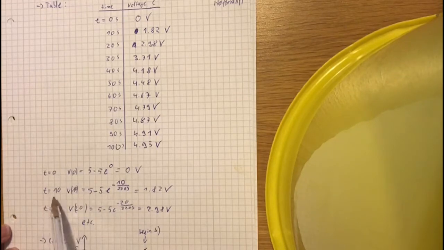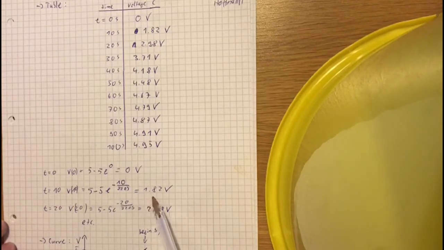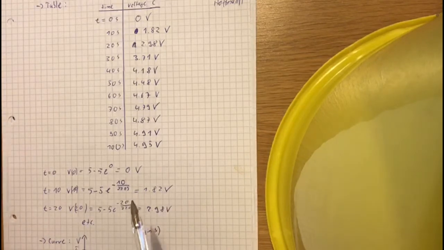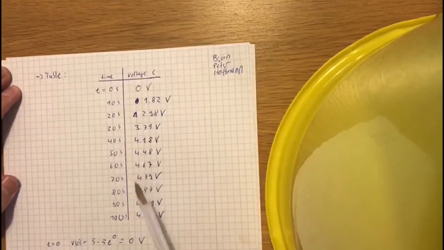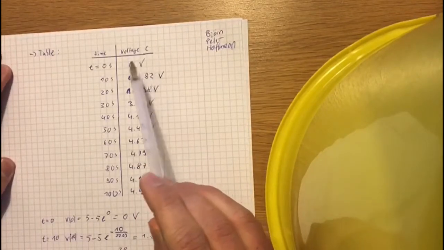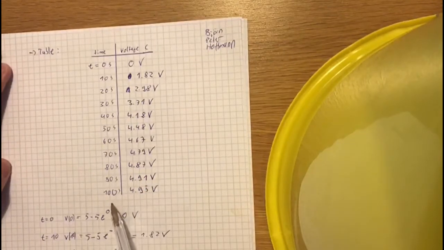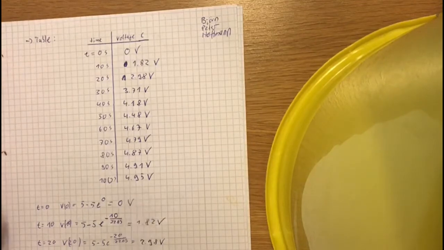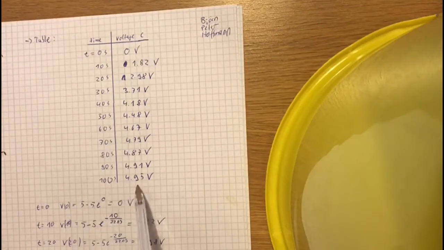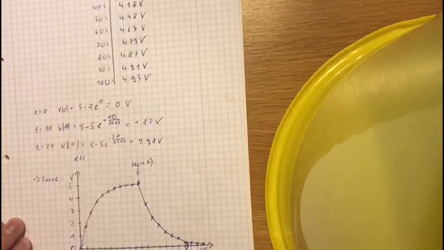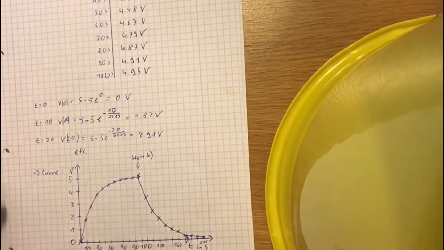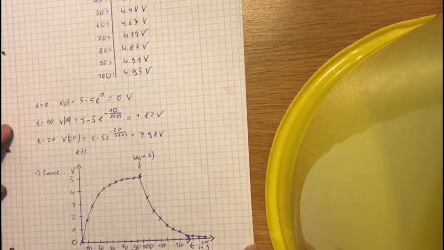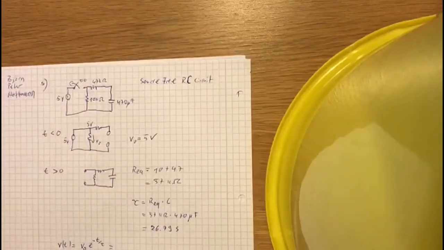So for example, at t equals 10 seconds, we insert 10 seconds and we get the voltage 1.82 volts. And if we do that for all times, we got this table here, where the voltage rises from T0 to T100 seconds to about 5 volts, a little bit less, here 4.95 volts. And at the curve we see that the voltage rises until it reaches almost 5 volts. And then to B, where we have the discharging process of the capacitor.